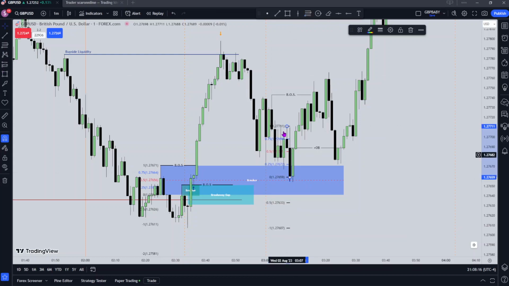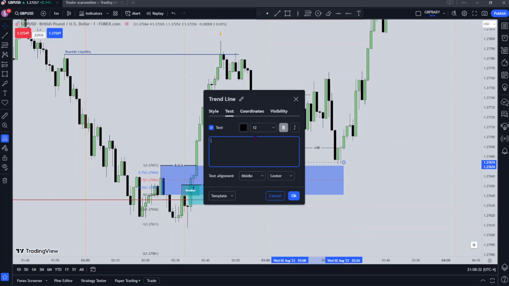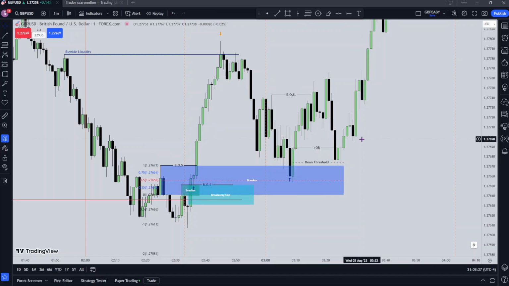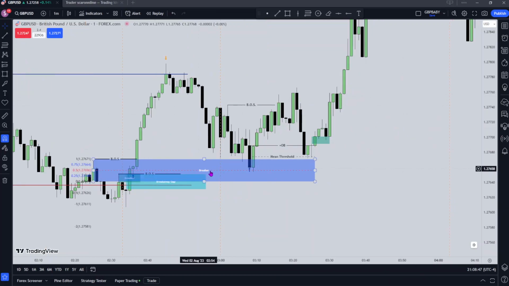This order block, mean threshold 7.4. Cool, and then we have another entry here, fair value gap. So these are all entries, guys. Like, these are all times you could have been buying.